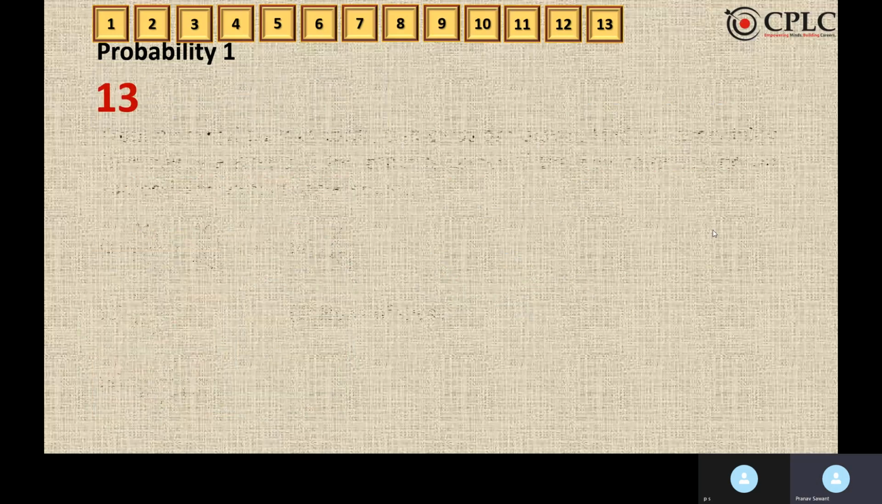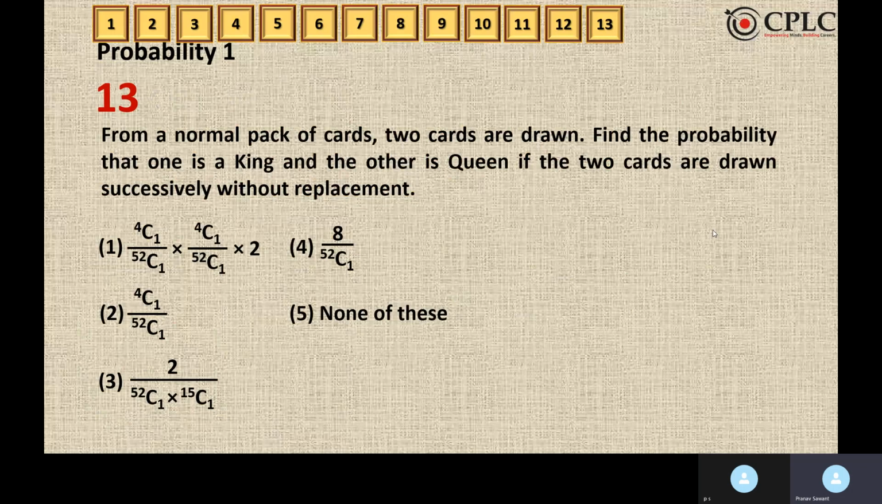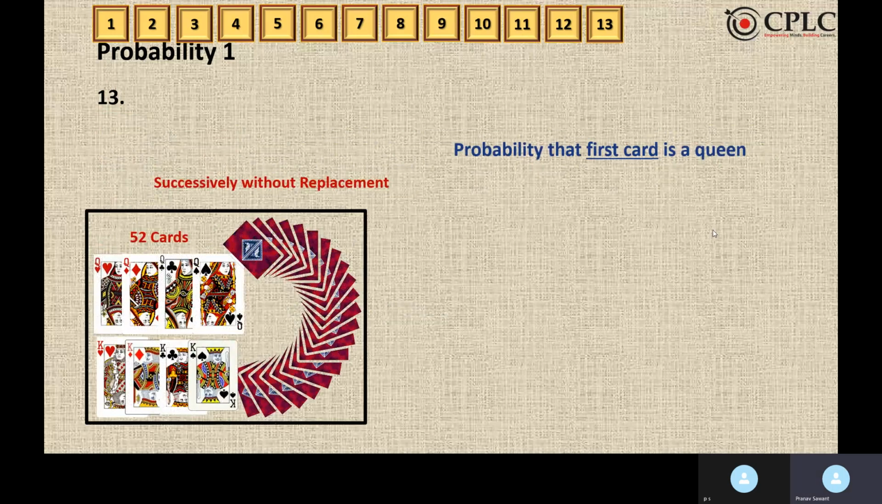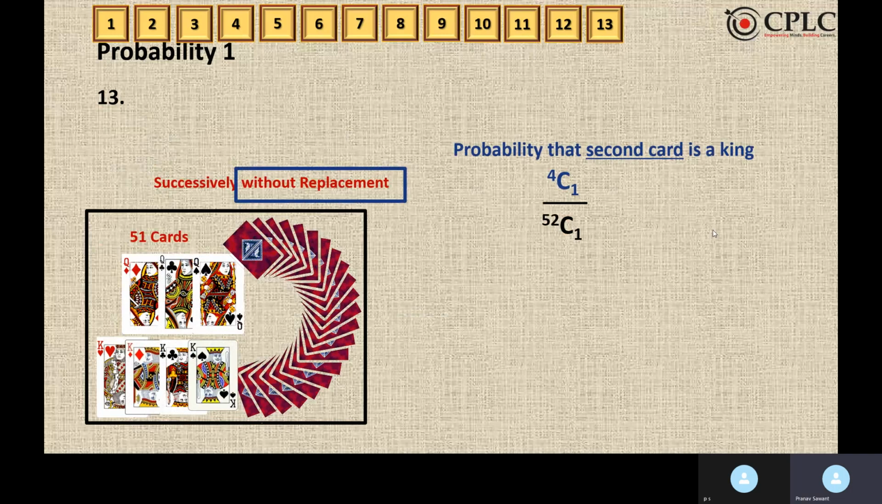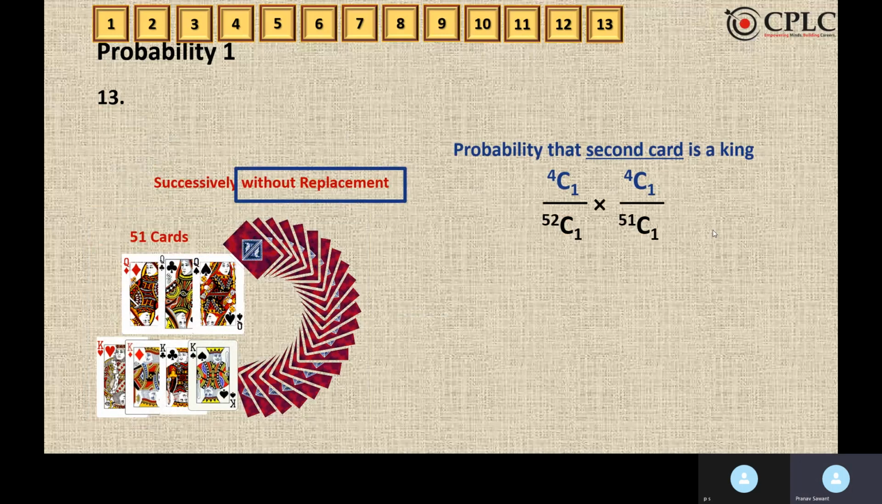Let's move to the next question now. From a normal pack of cards, two cards are drawn. Find the probability that one is king, other is queen if the two cards are drawn successively without replacement. Now, without replacement means we are not putting the card again in the pack of cards. So probability that first card is a queen is going to be 4c1 upon 52c1. Without replacement, that means we don't have 52 cards now, we have only 51 cards. So probability that second card is a king is going to be 4c1 upon 51c1 and not 52c1 because we are not going to consider the card which we have removed, and there's a multiplication in between.